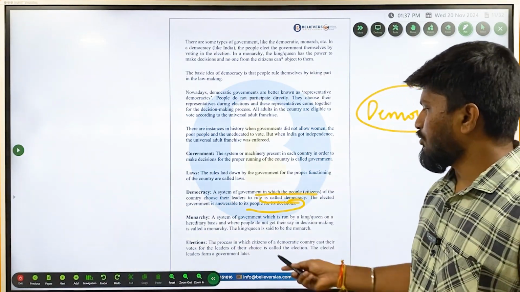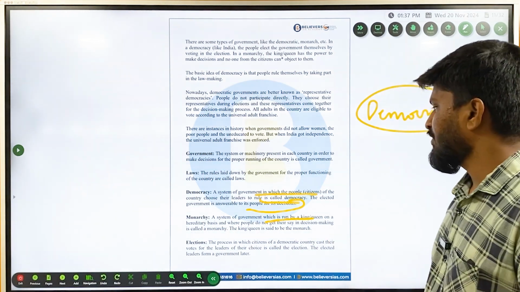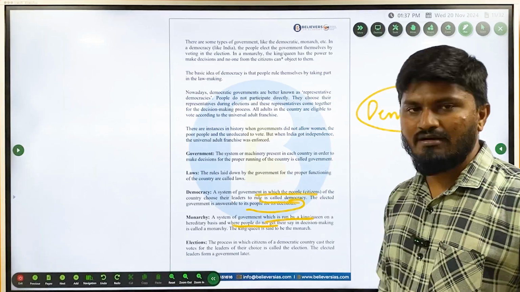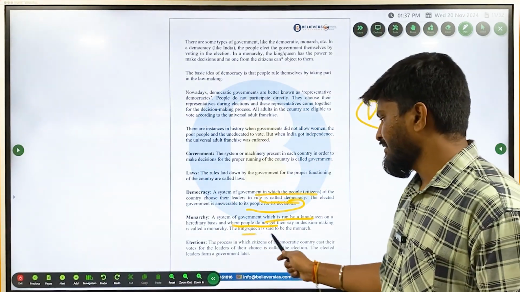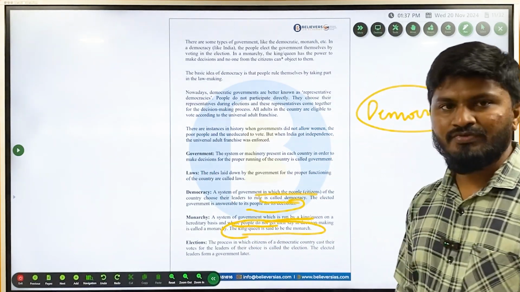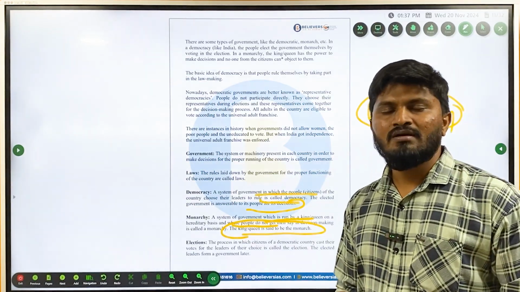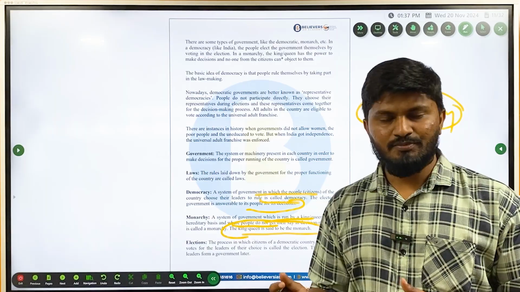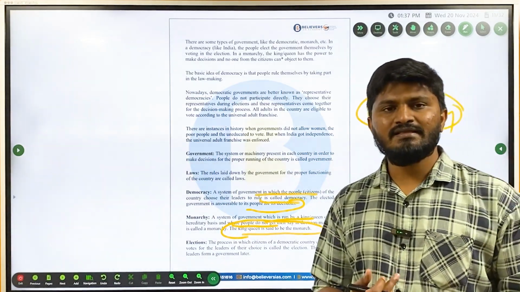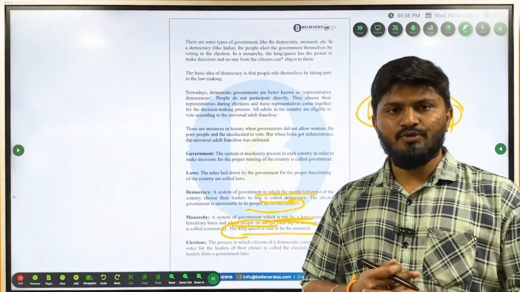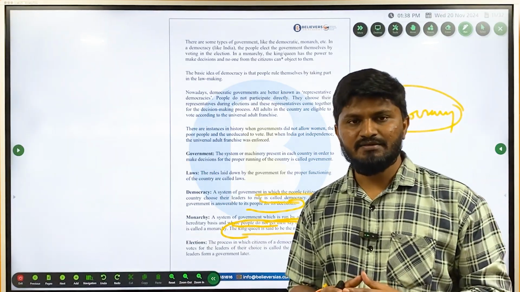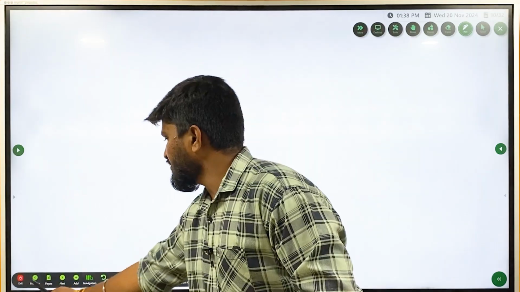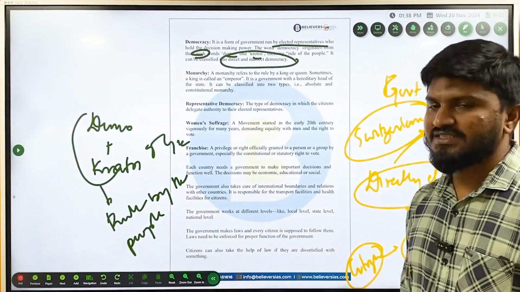Fine. And monarchy is run by a king or queen on a hereditary basis, where the people do not get their say in decision making. Sorry, that is monarchy, not democracy. A king or queen is said to be the monarch. All the decisions are taken by the monarch and anyone who is supporting the monarch. There can be an aristocracy supporting, or there can be no aristocracy or bureaucracy. All the decisions can be taken directly by the king. Okay, so after this we will understand what is representative democracy.